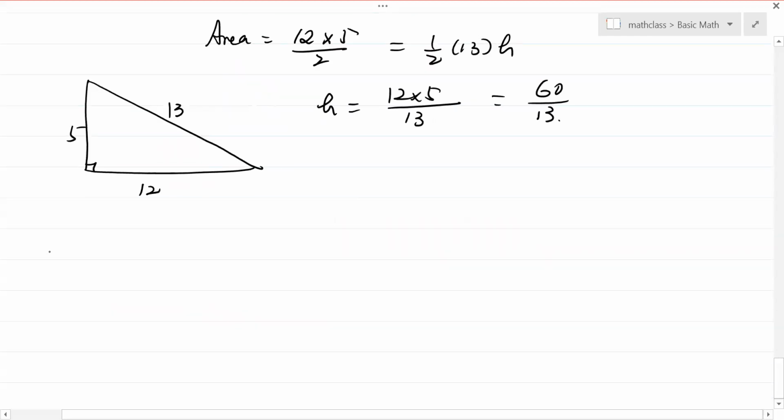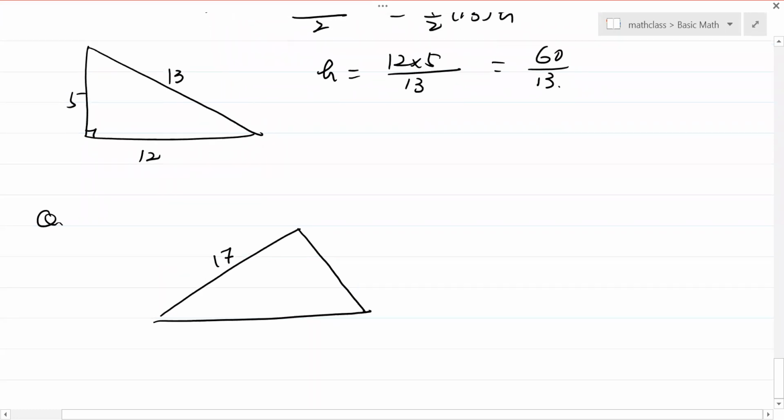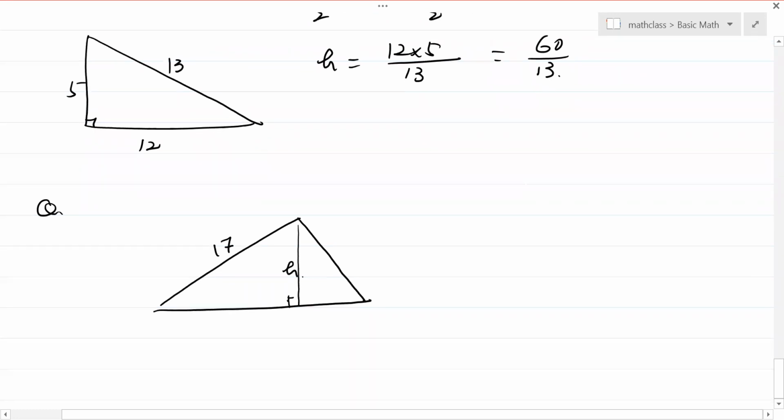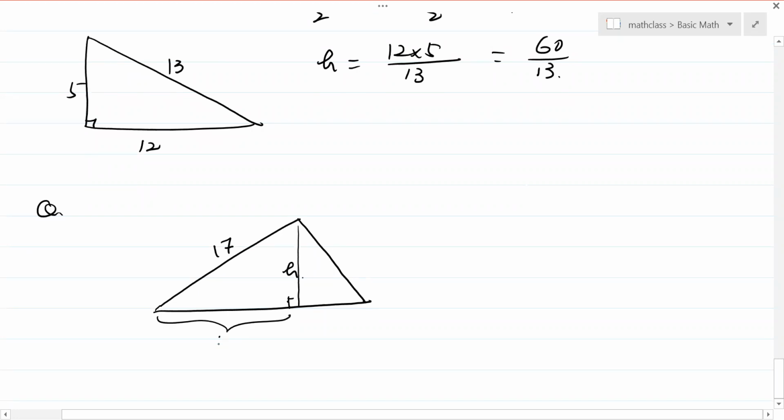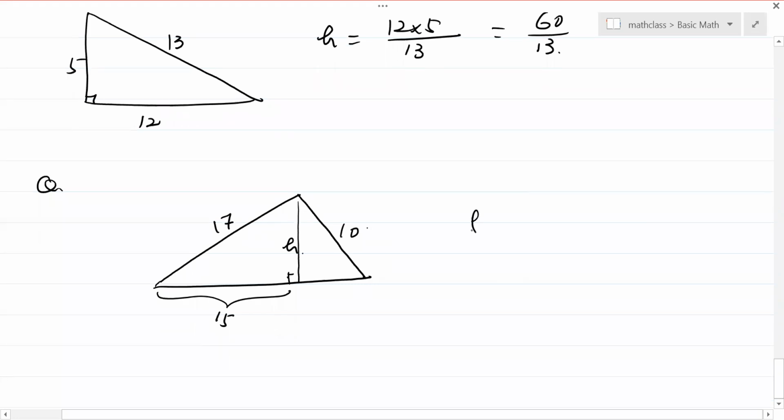All right. So our next problem will be, here's a picture. We know that this side is 17. And I'm going to draw a height here, h. So I know that this part is going to be 15. I also know that this part is 10. Can we find h?